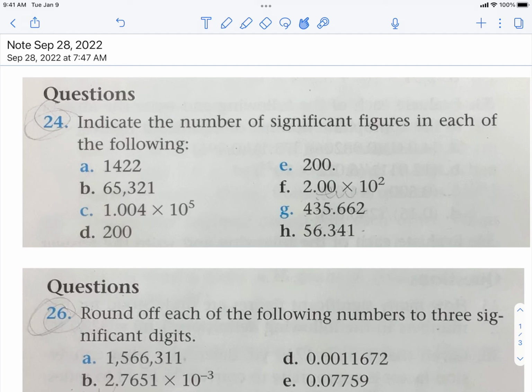Hey everybody, it's Mr. Mott. What we're going to do is go through how to do objective number 5, and these are the answers. Question 24 says we want to indicate the number of significant figures.